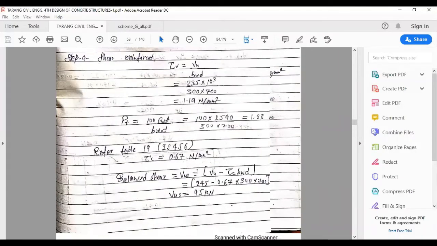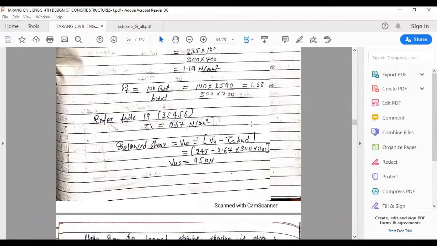Percentage of steel is given by 100 Ast upon breadth of web into effective depth of the section. So this is again the same formula, just written in a different fashion. I hope you guys can correlate. So 100 is this value, Ast we have found out, the width and depth are given. So the percentage of steel is given as 1.23%.